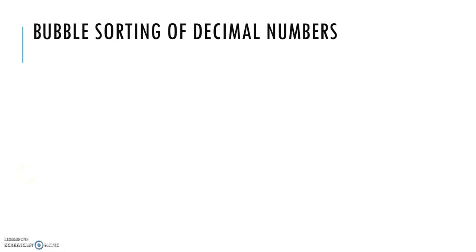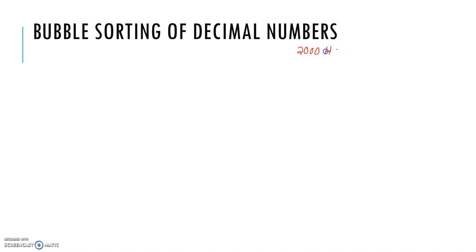So next is bubble sorting of decimal numbers. Bubble sorting of decimal numbers is to arrange the decimal numbers in ascending order. So you have a set of array, and in that we need to arrange the decimal numbers in ascending order.